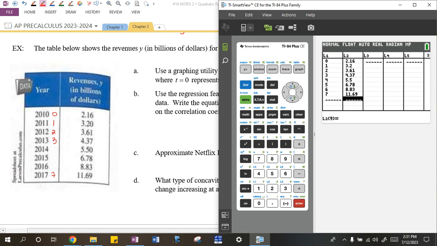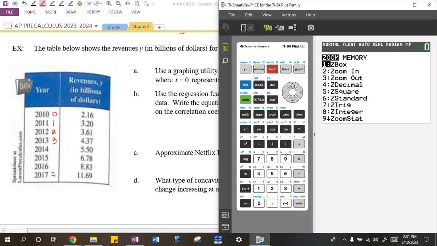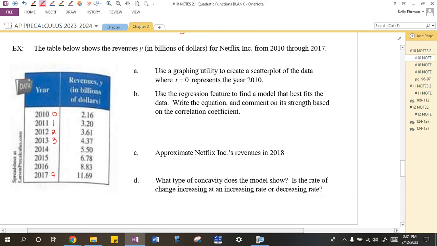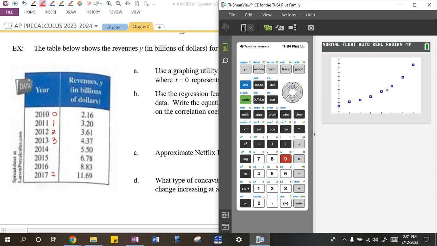All right, now let's look at the scatter plot first. The scatter plot should already be set up. You do Zoom 9 to reset the window. Because of this point right here at 0, I'm not 100% convinced that this is quadratic. This says use the regression feature to find a model that best fits the data. So you can try quadratic. I would take note of the correlation and what it looks like against the scatter plot.